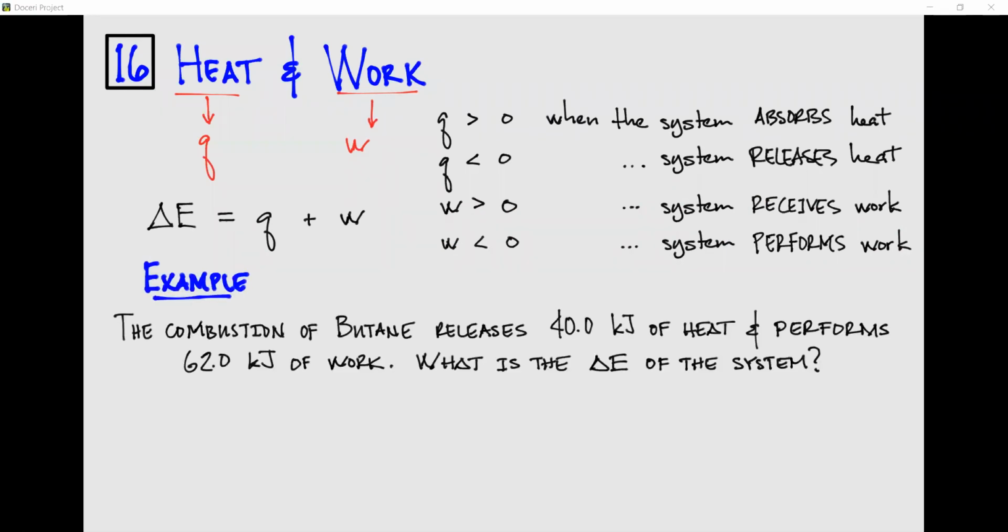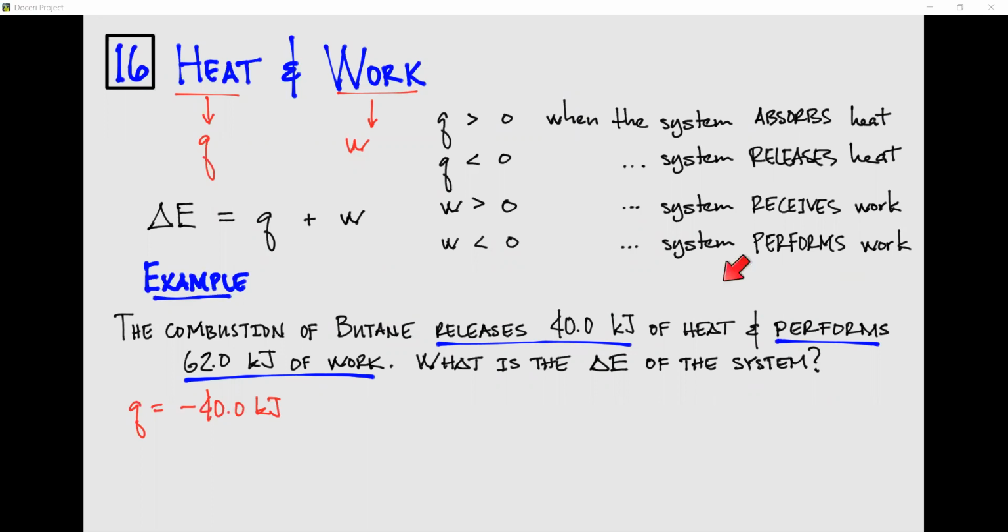All right, let's take a look at an example here. The combustion of butane gas releases 40 kilojoules of heat and performs 62 kilojoules of work. What is the change in the energy of the system? According to this statement, the system, the combustion of butane, releases 40 kilojoules of heat. Because the system released heat, it's being subtracted from the system. So you give it a negative sign, negative 40 kilojoules.